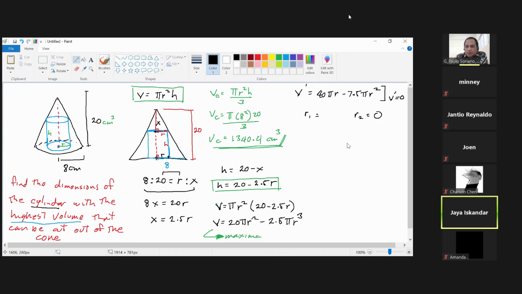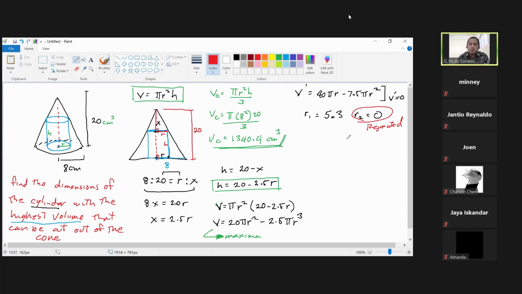You can do factorization. 5.3. Positive. Okay, 5.3, and this is the radius. Can we have a radius of 0 if you're trying to maximize the value? No. So this is now rejected. Okay, rejected. So what we are going to work on is this.